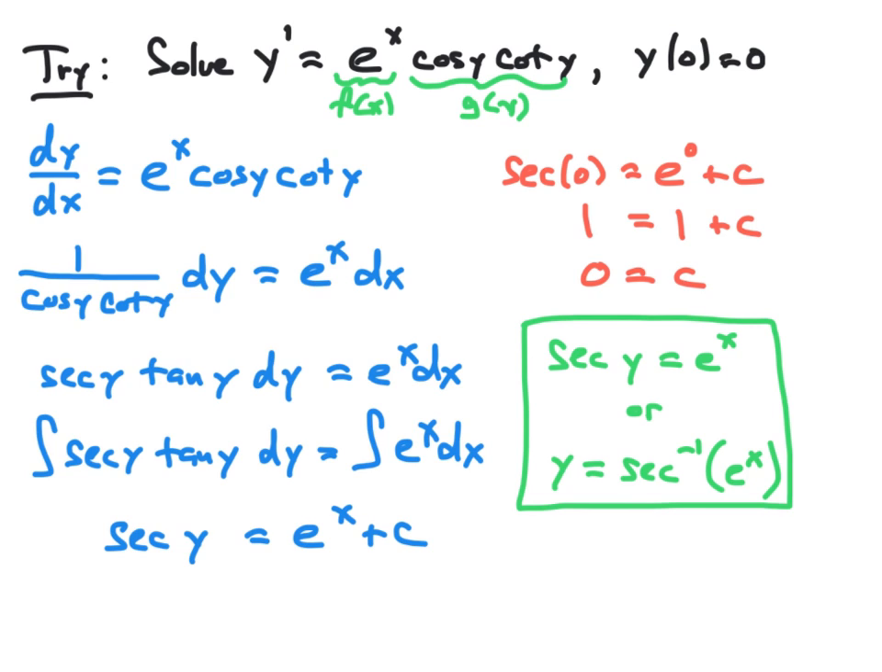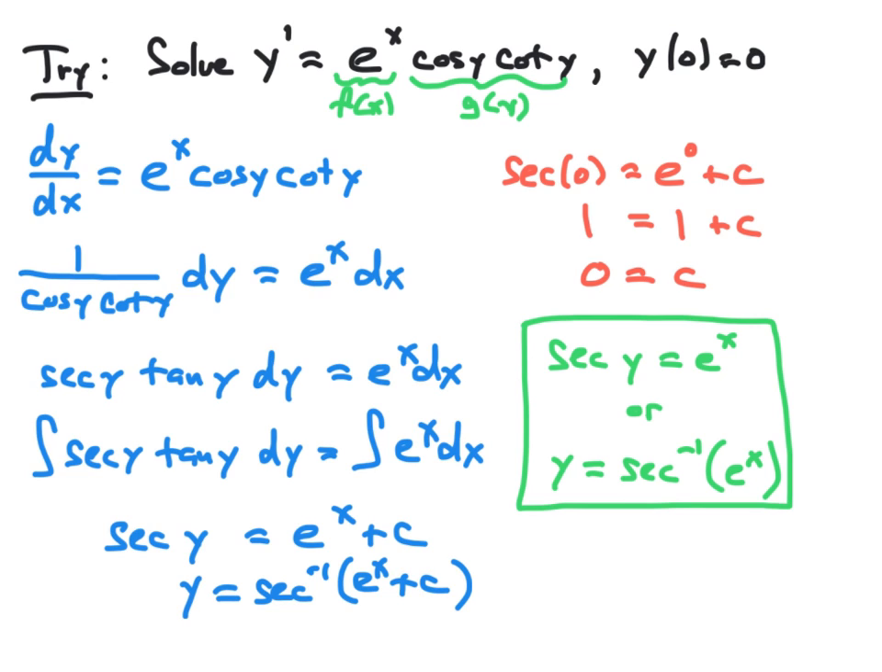And 1 over cosine y can be rewritten as secant y, and 1 over cotangent y can be rewritten as tangent y. So our left-hand side is secant y tangent y dy, and that's equal to e to the x dx. We antidifferentiate each side of that equation, and we end up getting the secant of y equals e to the x plus c. If we wanted, we could easily solve this equation for y by taking the inverse secant of both sides, and we would end up with y equals the inverse secant of e to the x plus c. And this would be perfectly fine.